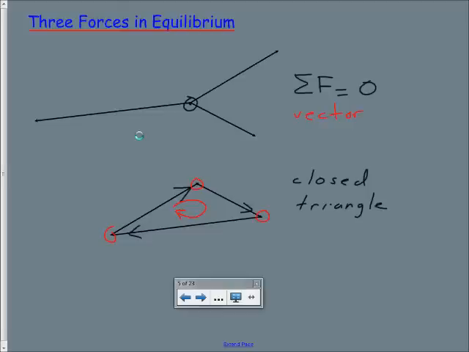So I'd like you to write the heading. I'd like you to draw an example like that. You may find it easiest perhaps to create the triangle first, and then having created the triangle, then copy those three forces to the top diagram so that the lengths of those three vectors match each other.